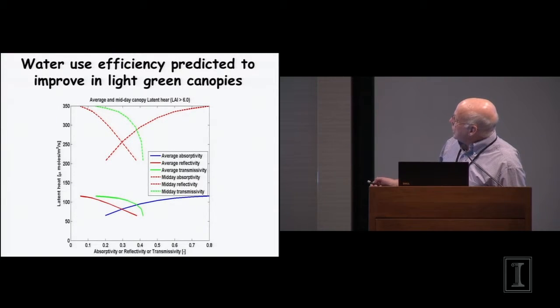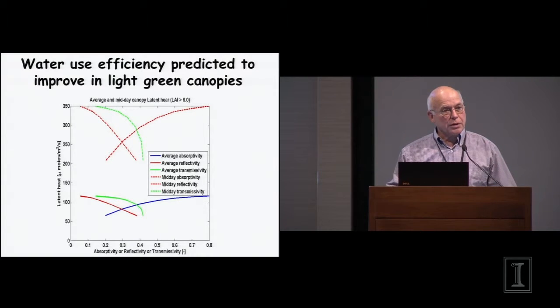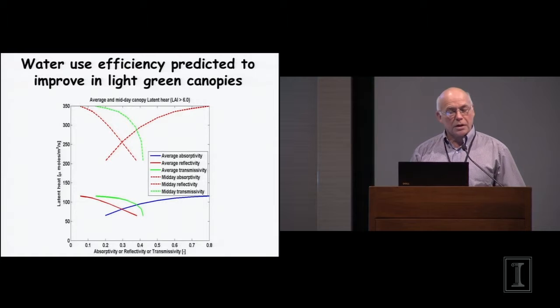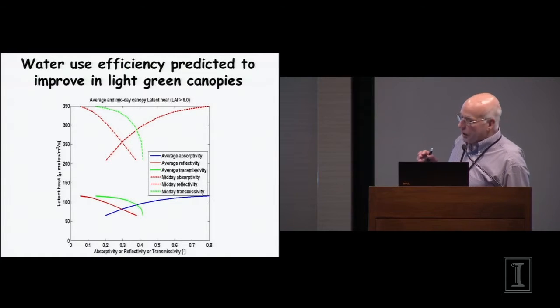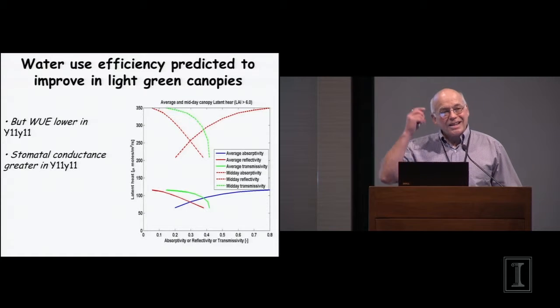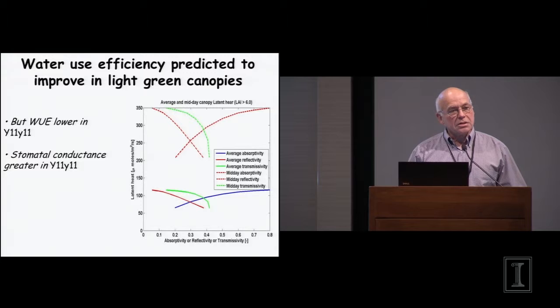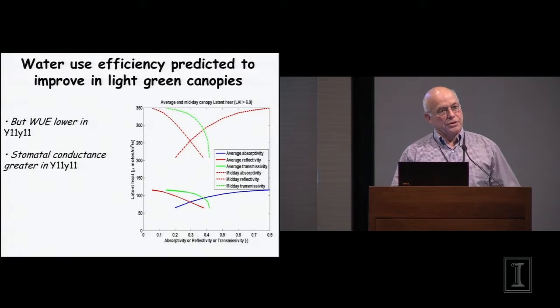And what you can see here is, if we look just here at the average absorptivity, as that goes down, the latent heat of water evaporation goes down, indicating that in fact less water is being used. And water use efficiency can be calculated directly from this. But in fact, that's not what we saw. And so what we saw in this Y11 mutant is actually a lower water use efficiency.